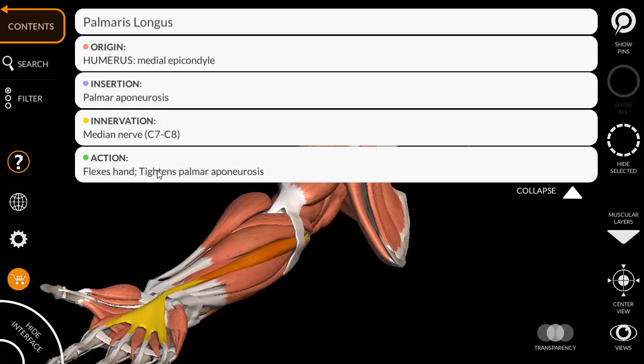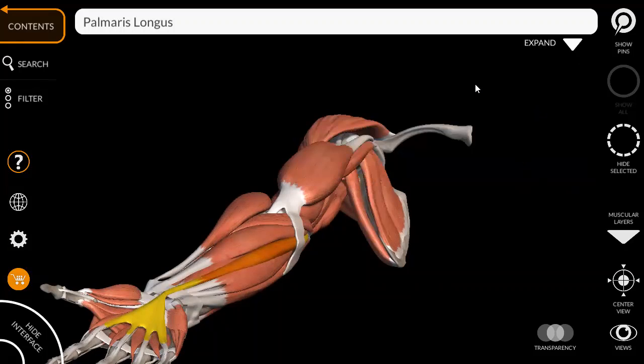So it flexes your hand and tightens the palmar aponeurosis. That's why your hand can be stretched and shrunk. So its name originates from its functions.